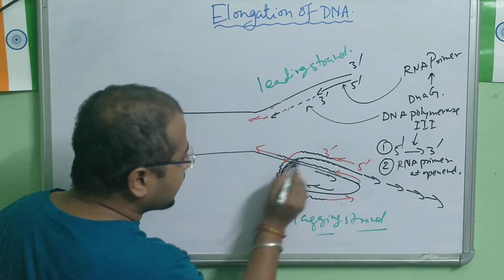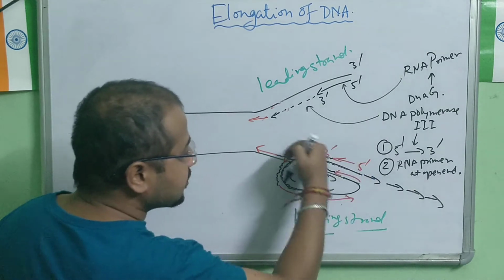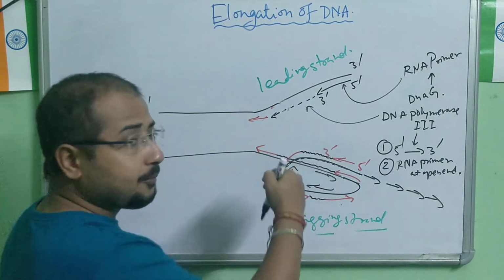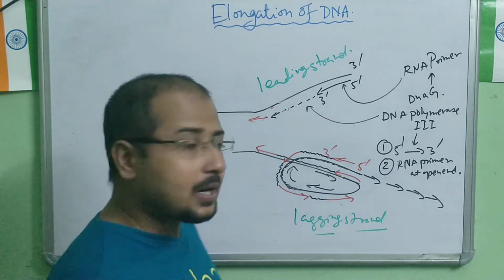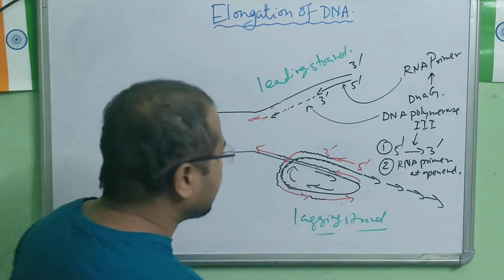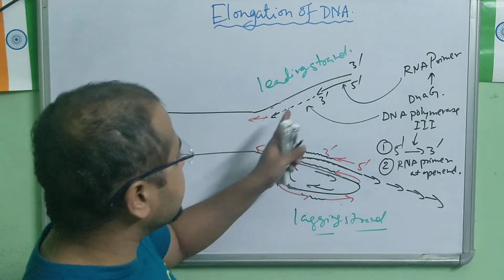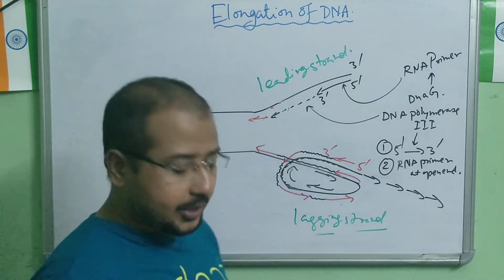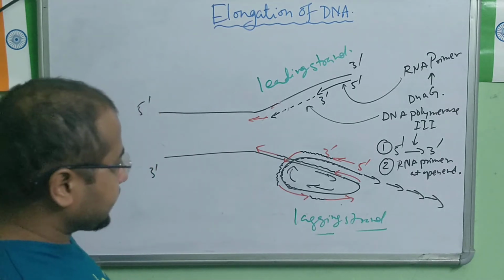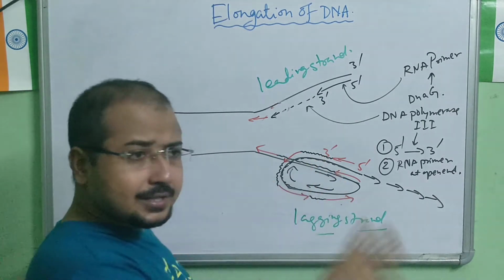So when this part comes up, automatically the primers will be developed and the polymerization of the DNA will occur. Ultimately we will see that the replication is happening in the same direction as this strand. Now look here, the polymerization started here.